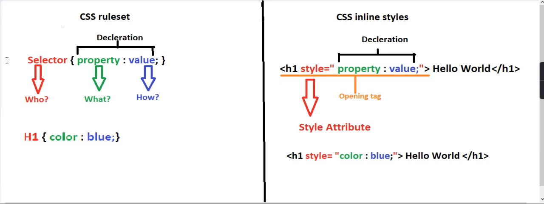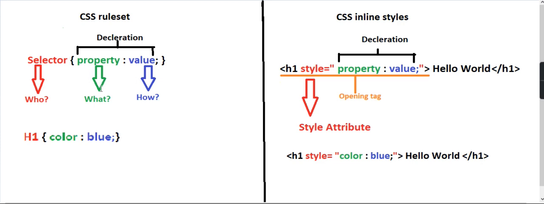In the beginning of the CSS Ruleset comes the selector, and the selector is used to target the element that we want to style. Then comes a pair of curly brackets, and inside the brackets comes our declaration.